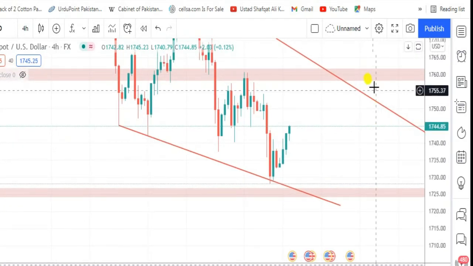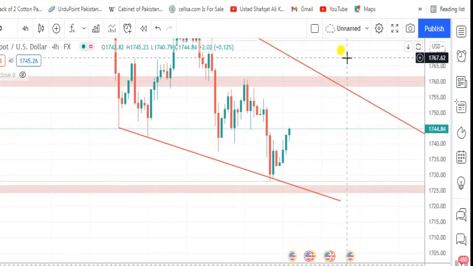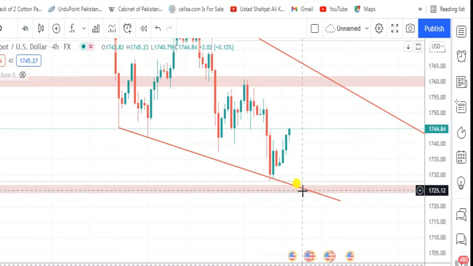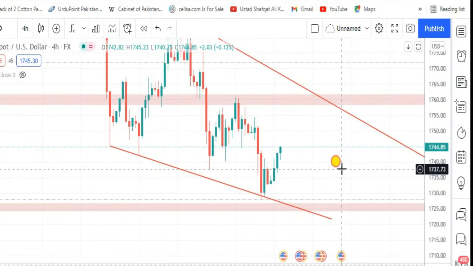Above 1760, you guys can easily see about 1830, or below 1726 or 28, you guys can see only 1680. So it's a possible position for long-term traders.